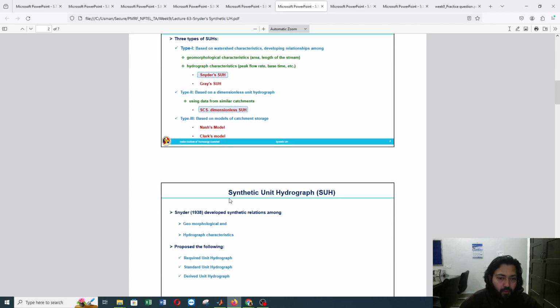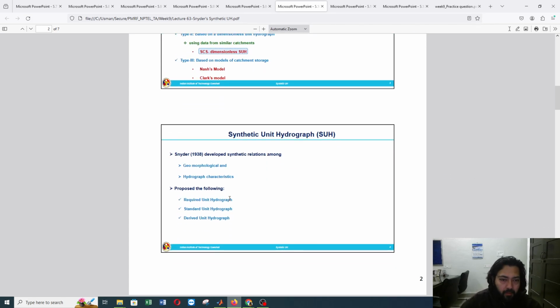So first what we are going to do is, this is how Snyder proposed the synthetic hydrograph. He has used geomorphological as well as hydrograph characteristics, right? And he has proposed the following. There are three different types of unit hydrograph. First is the required unit hydrograph. What is required?